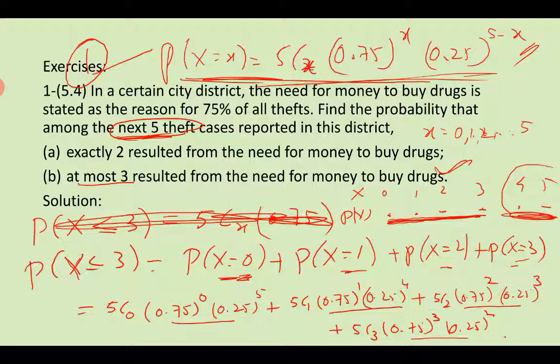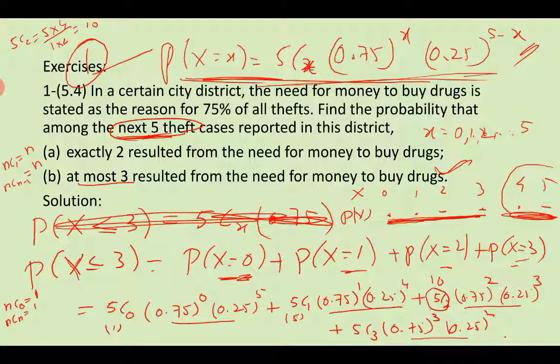What is 5C0? Always remember nC0 is 1 and nCn is also 1. So 5C0 will be 1. 5C1 will be nC1; nC1 is n, nCn minus 1 is also n. For example, 5C1 is 5. 5C2, calculate it. I am solving here: 5C2, 5 into 4 divided by 1 into 2, which is 10. This will become 10.